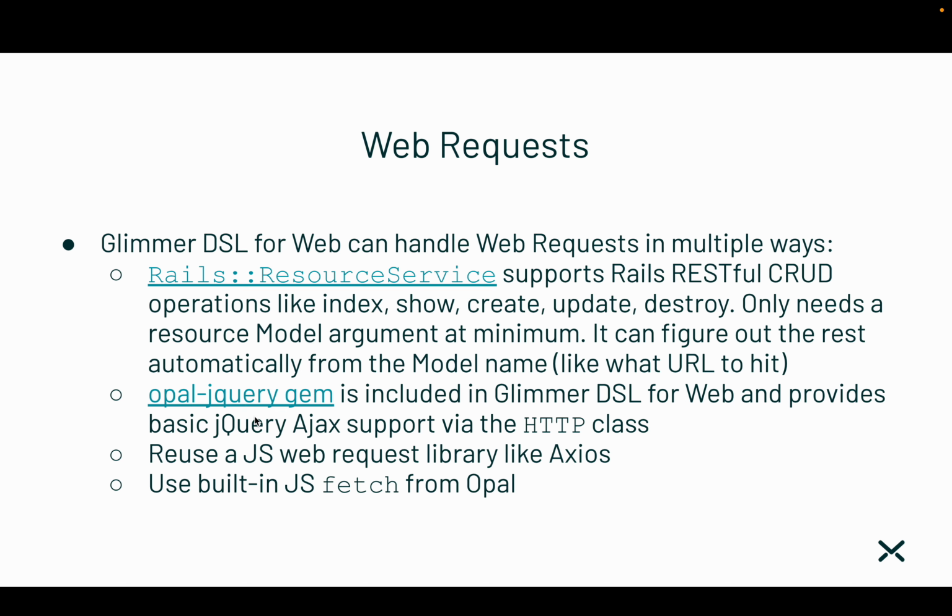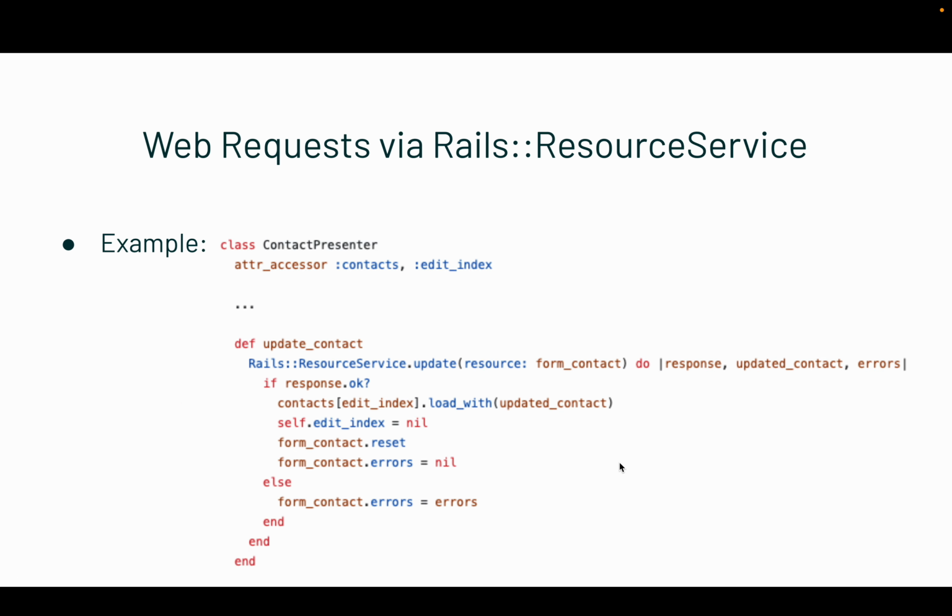A second approach that's more advanced is to use the Opal jQuery gem, which supports jQuery Ajax via the HTTP class in Ruby using Opal Ruby. So this gem is already included in Glimmer DSL for web, so you can just require it and use it. Or we can just reuse a JS web request library like Axios, or we can just use built-in JS fetch if you want. So all of those are supported.